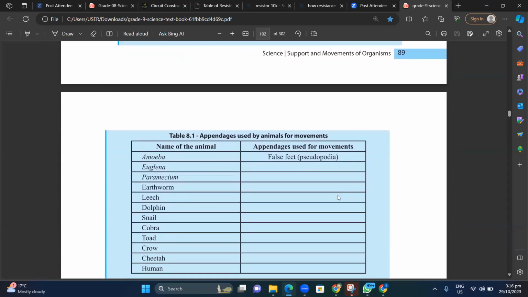So just try to see what are the appendages used for the movement, locomotion. Amoeba, we are using false feet.